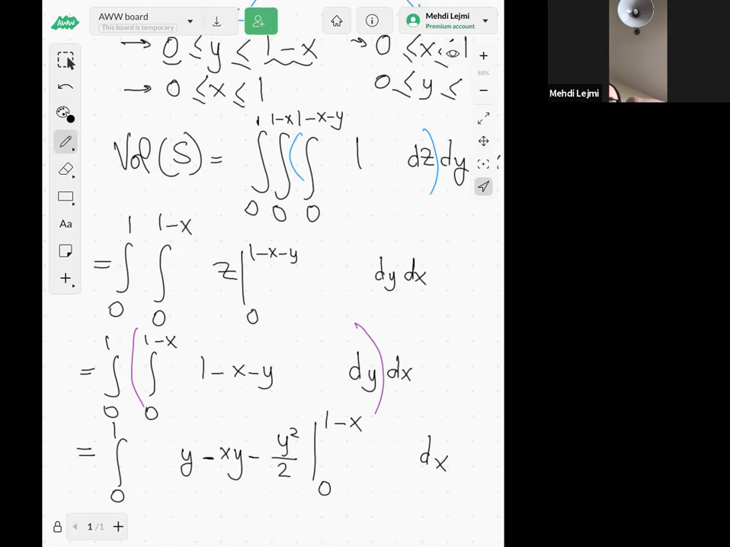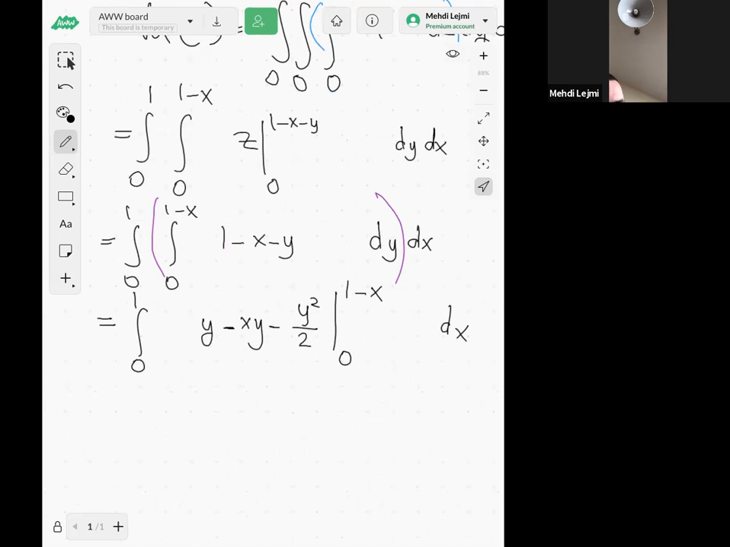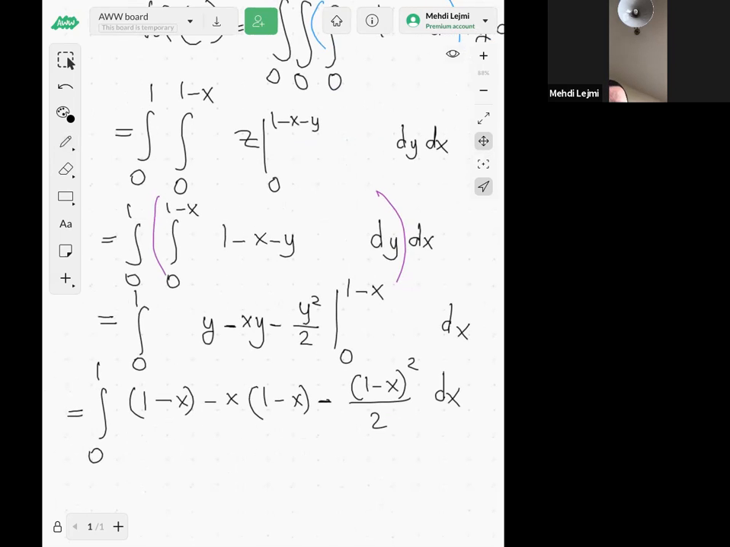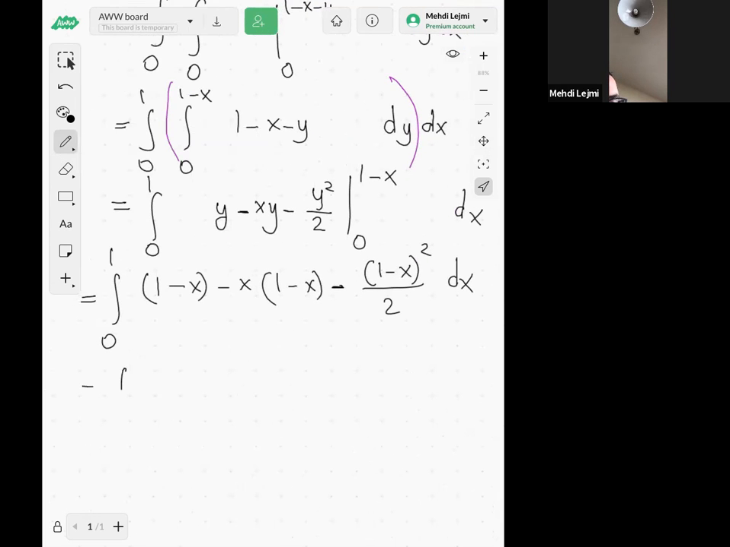Well, hopefully this integral is not too hard to integrate. Let's see. So we have 0 to 1, substitute y with 1 minus x. That will be 1 minus x times 1 minus x, minus 1 minus x squared over 2, dx. Of course, you should substitute y by 0, and everything is just going to be 0. I'm going to simplify first, guys, before integrating with respect to x.